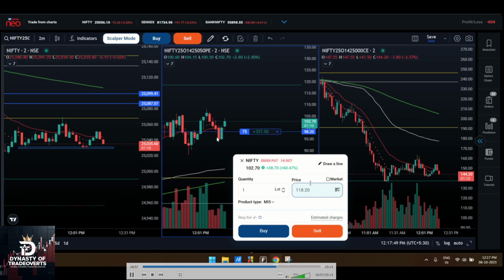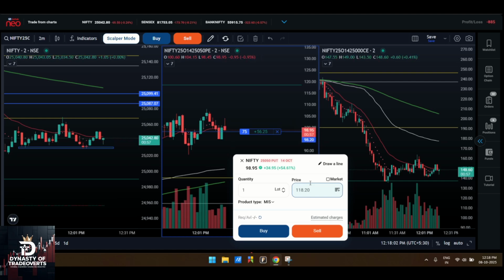So one big red candle got engulfed by one big green candle. So you can enter at the top of this green candle. But yeah, no, I was not doing that. I was just simply holding on to my loser at this point.